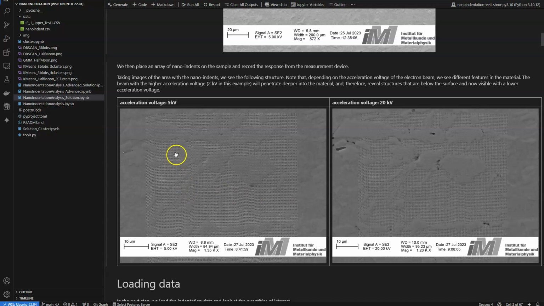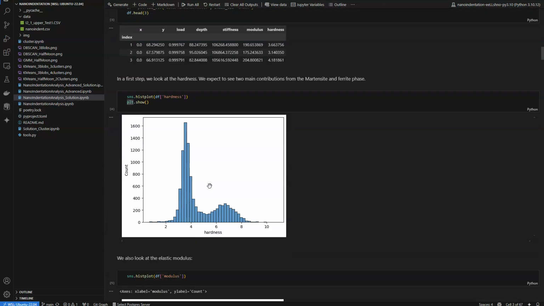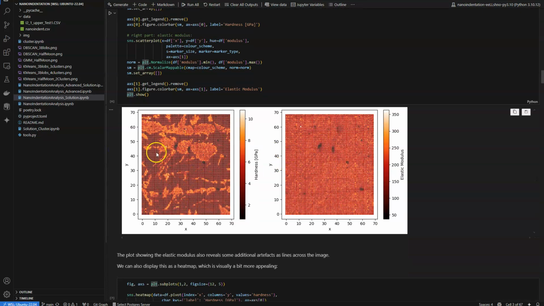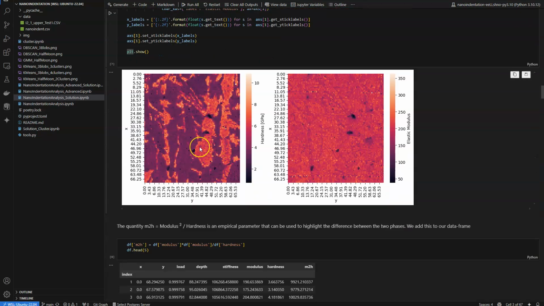Looking at 5 kilovolts it looks like this, and looking at 20 kilovolts we have a much deeper penetration of the beam into the sample, so we notice a lot of items that are not visible in the lower acceleration voltage. First we had loaded the data and looked at the hardness values and also placed this as a map, and we noticed some artifacts here, and then we wanted to separate the two phases.